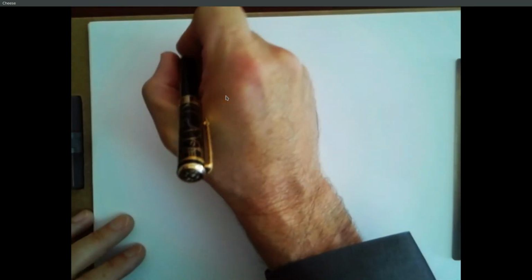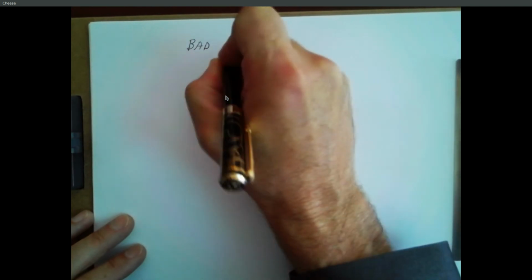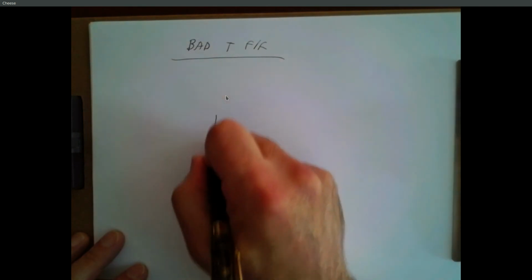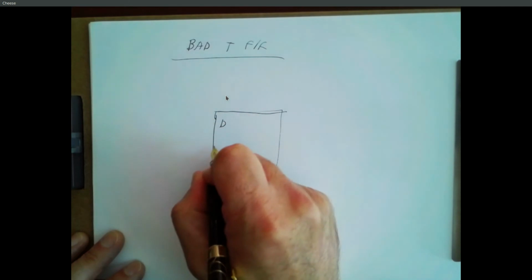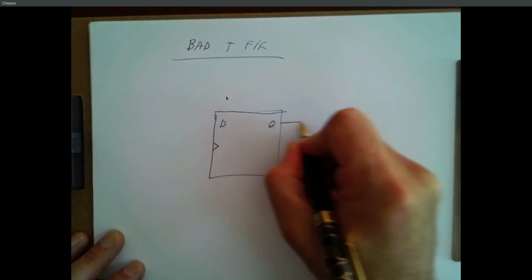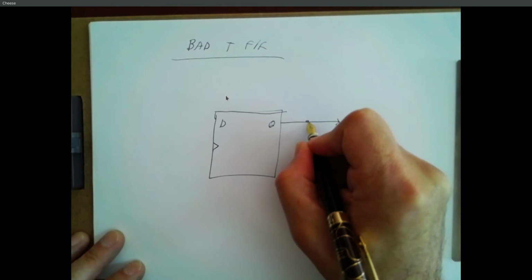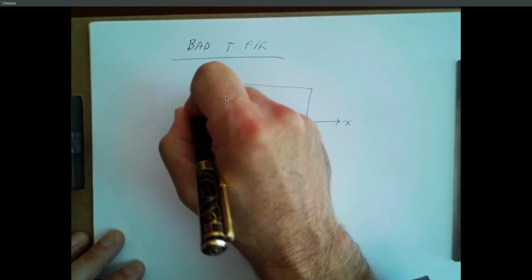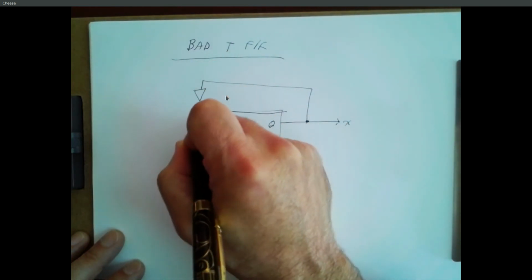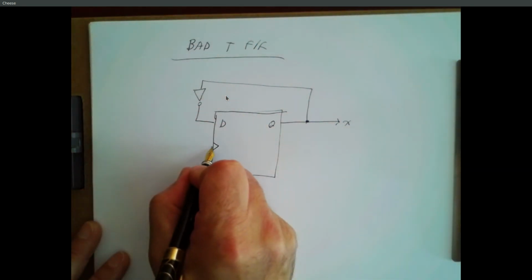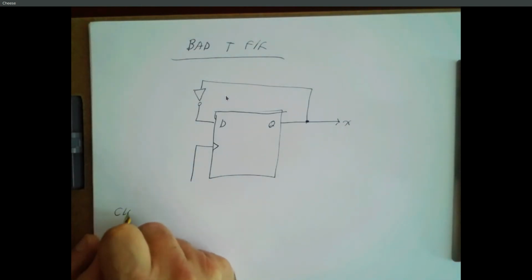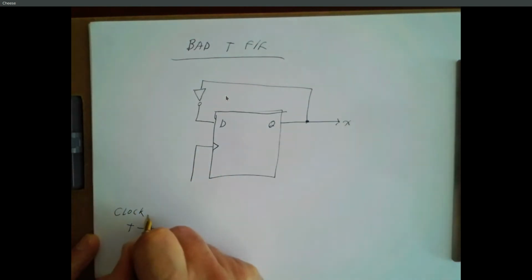So this is a bad T flip-flop. Here's a D. Here's our clock. Here's Q. We're going to call that X. We're going to take this, invert it, and feed that back into D. Here's our clock. Here's T. We're going to AND those together.